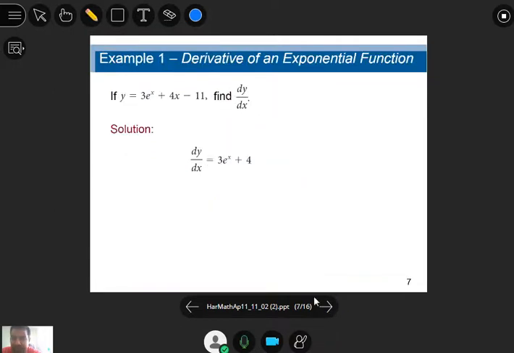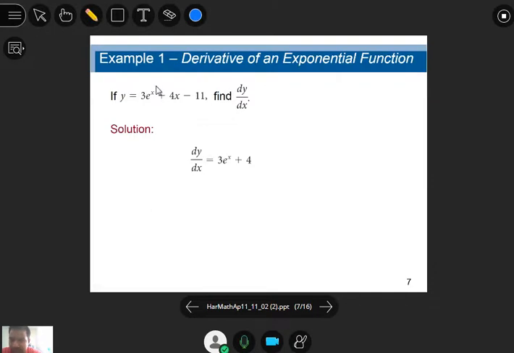Now let's look at a few problems. The first one is y given as 3 times e to the power x plus 4x minus 11. You need to find the derivative of this function y. Let's see it.